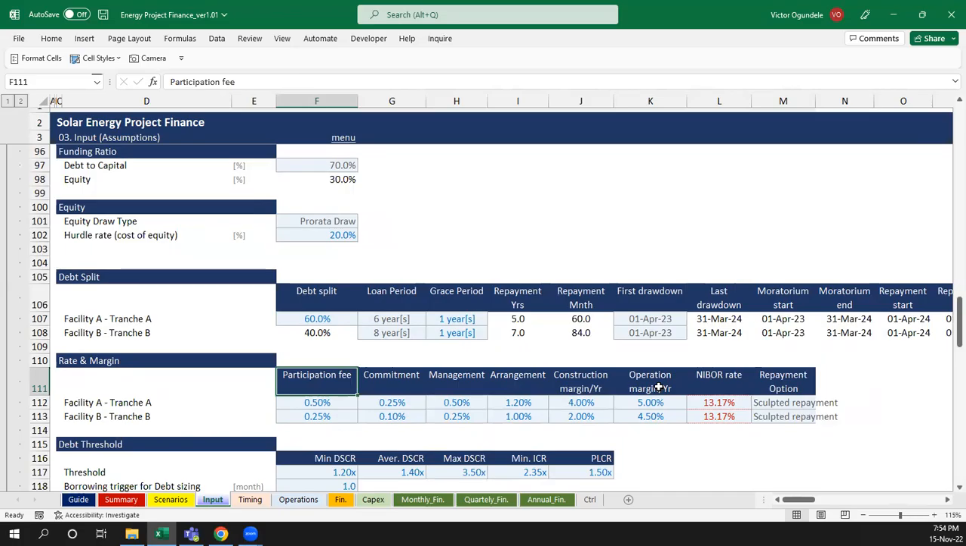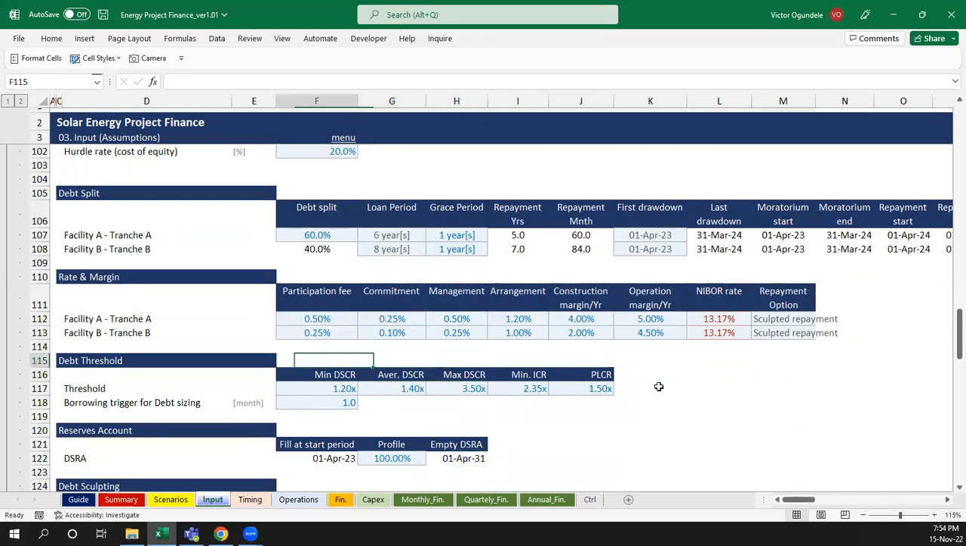Okay, participation fee. They also need to state whether the participation fee will be on the total amount of debt they are giving you, or a percent of the outstanding balance. So you just need to determine that, and whether it is something you'll be paying continuously, or just for the first period, or periodically. Those are the kind of things that you need to understand.